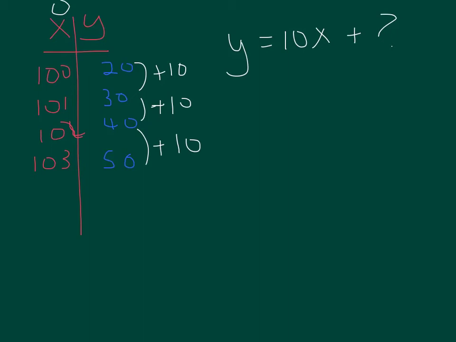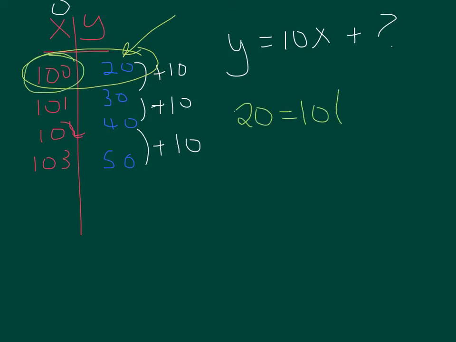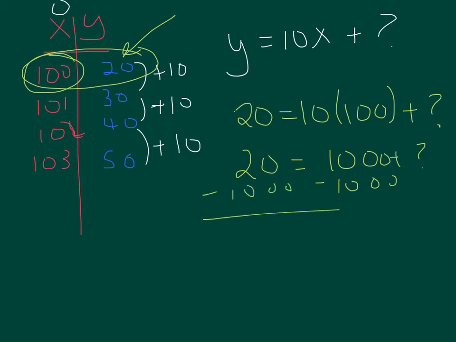So let's use the 100 and the 20 as our place to do that. My y in this case is going to be 20. My x is going to be 100, so 10 times 100, plus question mark. So I have 20 equals 1,000 plus question mark. And then I can move the 1,000 over, and I can get negative 980 equals question mark. So my new equation is going to be y equals 10x minus 980.